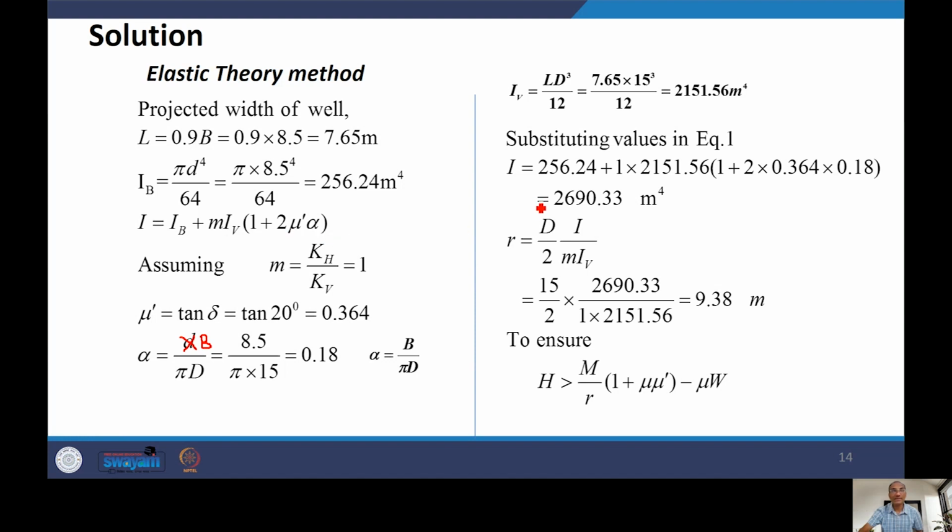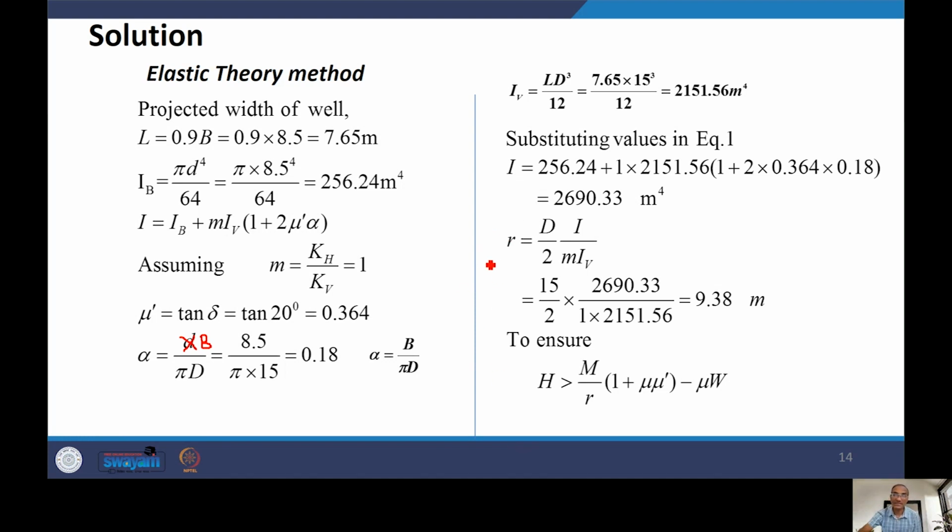Now you substitute all values in this equation 1. So find the value of I, where you put I equal to IB, which is 56.2, M is 1.215, and then you put the value of IV, and finally in the bracket, you need to understand mu prime is here 0.364, which is equal to tan 20 degree as listed here. So once you put all the numbers, then I comes out to be 2690.33 meter^4. So this was the value of I, and now we use this I for further calculation.